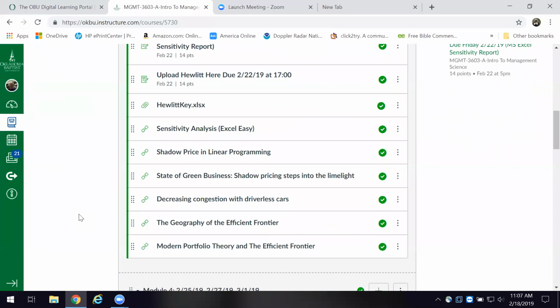We also covered a couple of things there. We talked about the efficient frontier and portfolio theory, and that was simply because we had covered that in Hewlett, and we looked at that problem.